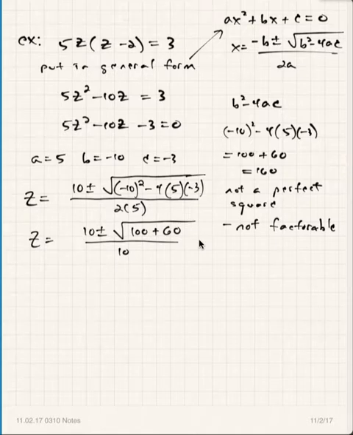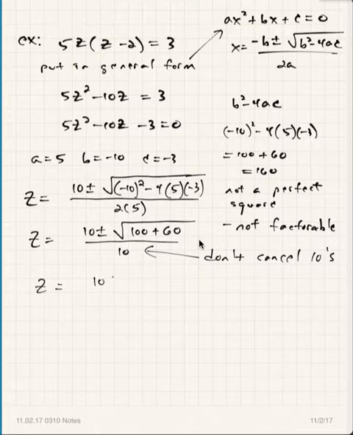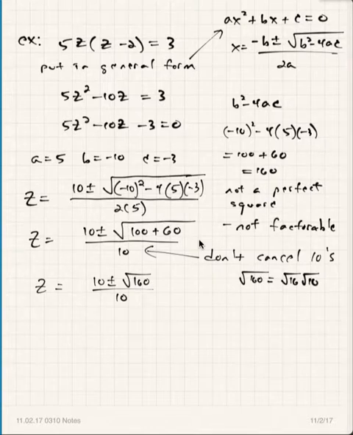Please do not cancel the 10s here. Can't cancel these 10s because there's addition and subtraction in the numerator. So don't cancel the 10s right there. Not allowed to do that. So instead, we've got 10 plus or minus the square root of 160 over 10. And then we simplify the square root of 160. It's kind of big, but it's not too bad. You can break it up as the square root of 16 times the square root of 10. And so that's 4 times the square root of 10.